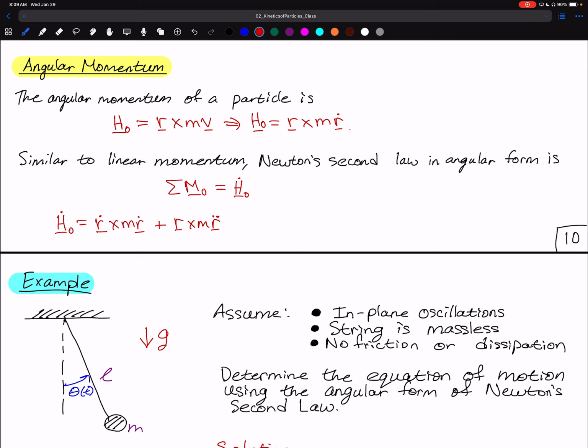What is the cross product of a vector crossed with itself? What is that equal to? Some people are like, I have no idea. It's 0. By definition, the cross product of a vector with itself, even if it's scaled by some scalar, is going to be 0. So this is going to go to 0, and we're left with the rate of change of the angular momentum equal to r crossed with m r double dot.